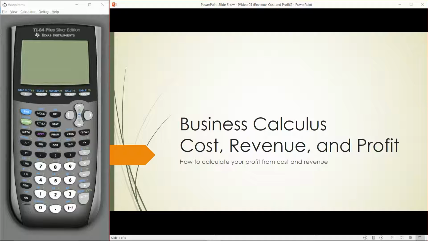Welcome back, everybody. Today we are talking about cost, revenue, and profit, the three main reasons why you are probably in business calculus. Most of these things are pretty self-explanatory, but let's go ahead and give them a more mathematical sense so you can make more sense of this stuff with actual equations and hard numbers instead of gut feelings.